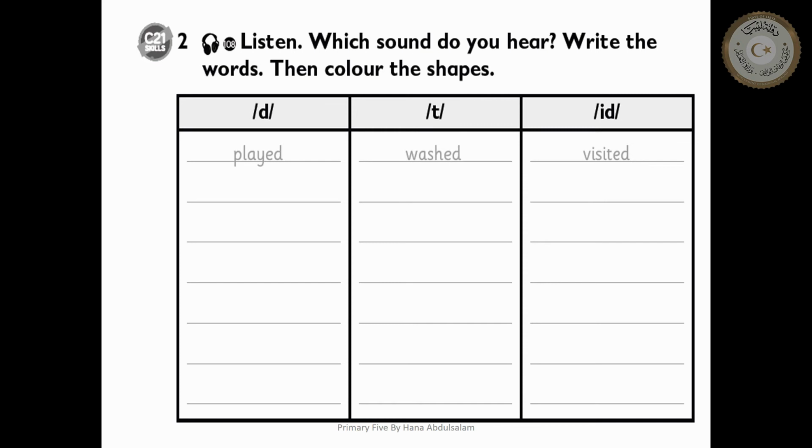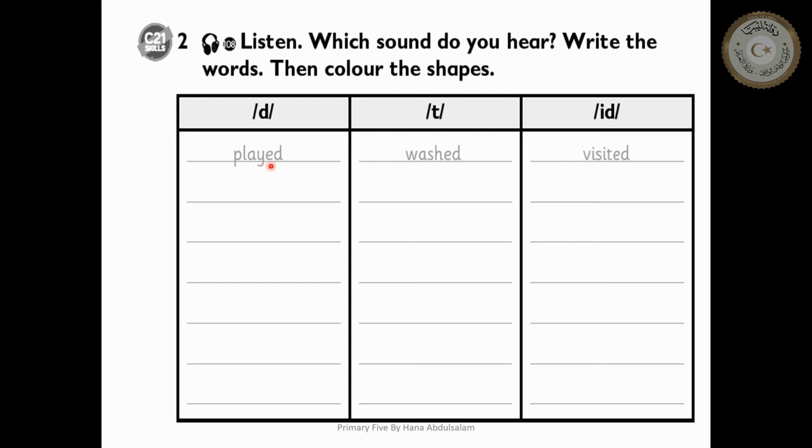What's this sound? Can you see? Played. And this with what? ed. Washed. And this with what? ed. Visited. And this with what? ed. But this ed after a verb sometimes has the sound d, like played. Sometimes the sound t, like washed. And sometimes ed, like visited.